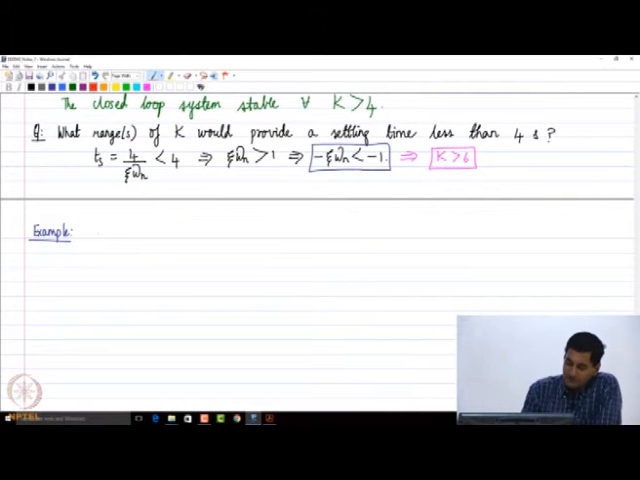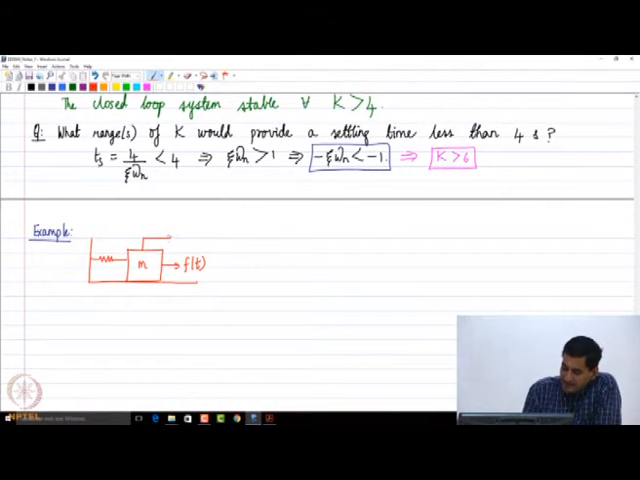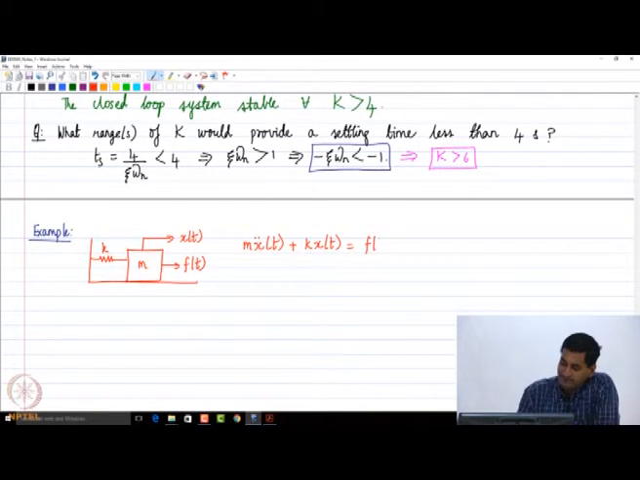So, now I am going to do an example where, to begin with, we consider a mass spring system. Let us say I apply a force f of t, and we get the displacement x of t, the spring being some k. Let us say we have a frictionless surface. So, we already know that the governing equation is going to be m x double dot plus k x of t is equal to f of t.